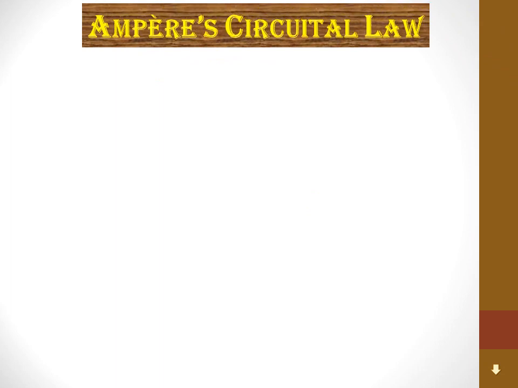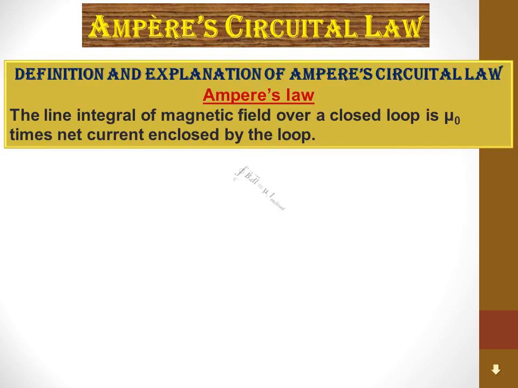Now let's see Ampere's circuital law. What do you mean by Ampere's circuital law? Ampere's circuital law is used to calculate the magnetic field at a point whenever there is regularity in the problem. This is similar to Gauss's law in electrostatics. These are powerful methods whenever there is symmetry in the problem.